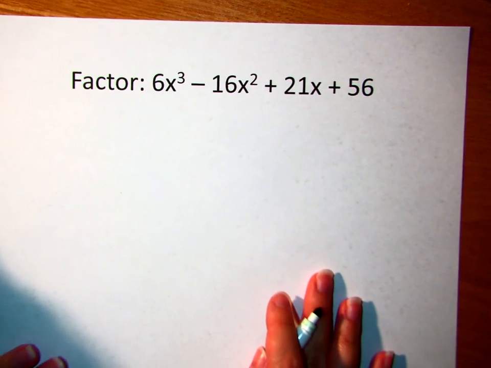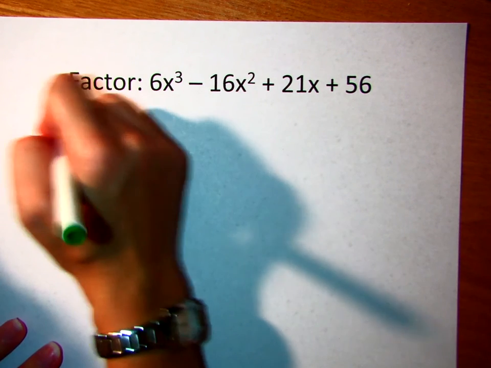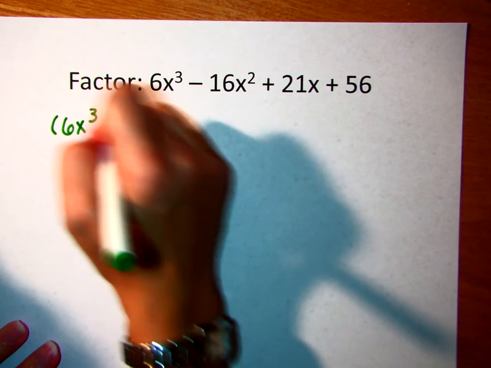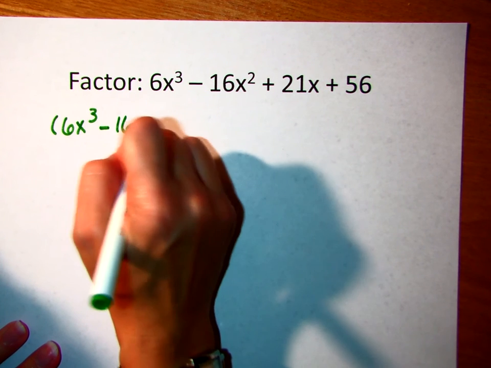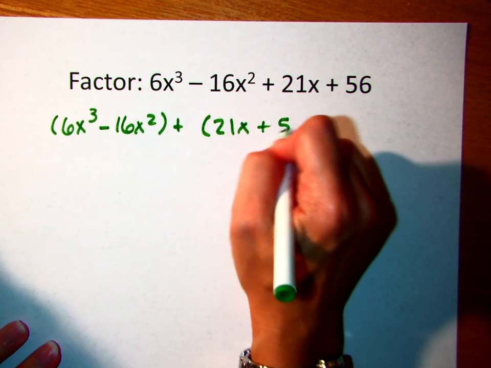In our final example here, we're going to see if we can divide anything out of these evenly, in which we can't. So now we're going to go ahead and group the first 2 terms, 6x cubed minus 16x squared. And then we're going to group the second 2 terms, 21x plus 56.